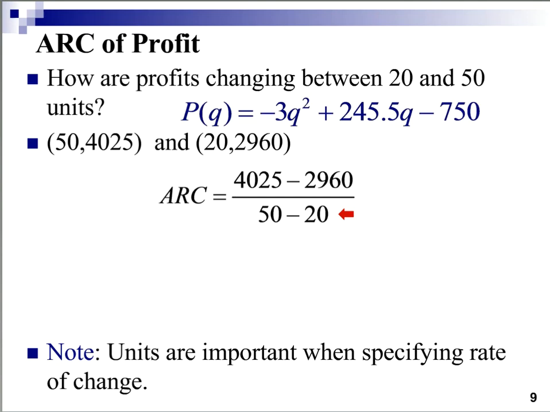So when I do the arithmetic here, I get a total of 1,065 total dollars of change in profit up on top, divided by 30 units of change on the bottom. So that gives me 35.5. And we want to pay attention to units here, because since this is a rate of change, we can't just say the answer is 35.5. We need to be able to come up with a sentence that says the rate of change is this, and we need to be able to specify what the proper units are. So let's take a look at how we would do that.